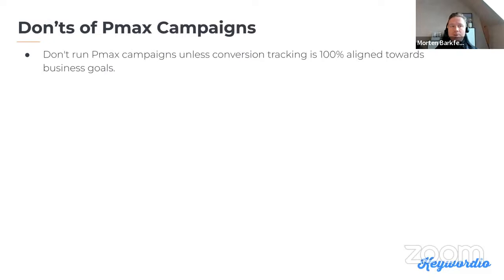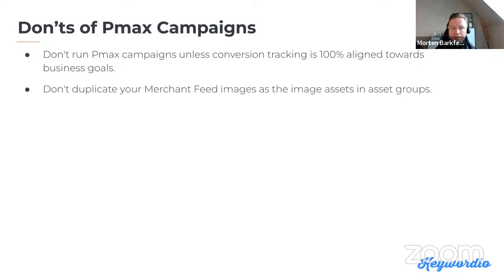So here are some of the don'ts. Everybody, of course, is very keen on talking about AI, right? But if you don't have conversion tracking set up correctly, it doesn't even make sense to talk about AI. It actually doesn't even make sense to use software even without AI, right? So make sure your conversion tracking is working 100% before you start Performance Max. And also, you shouldn't duplicate your Merchant Center feed images into the asset groups within Performance Max. They are not the best. So you need to create high quality images and use those.